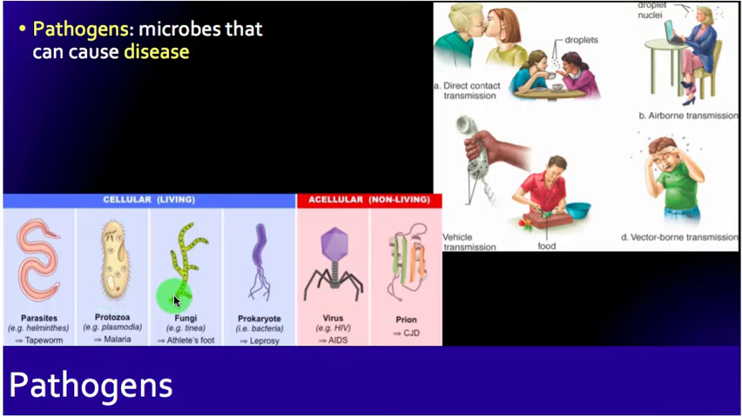But specifically in this chapter, we're going to take a look at bacteria, which are a prokaryote, that is, an organism without a nucleus, and two non-living things that can cause disease, viruses and prions.